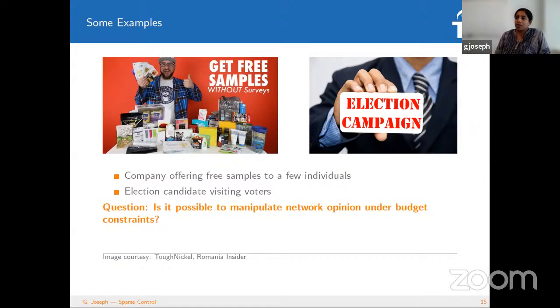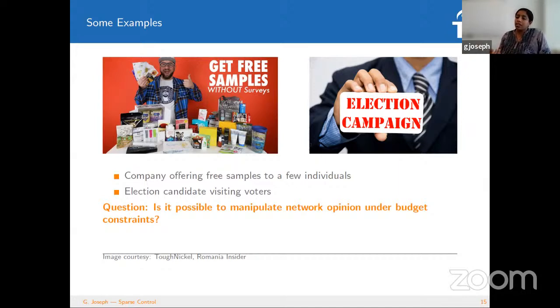You can ask somebody to try out your product and see if it's good. And you cannot give free samples to everybody in the network. That is not feasible. So what you try to do is give free samples to a few people and let them try it out, and then they can influence others.